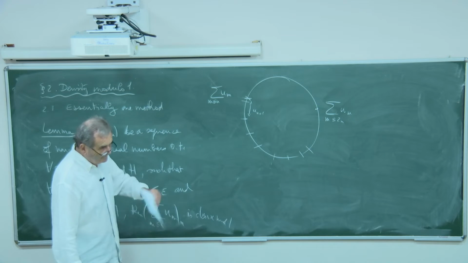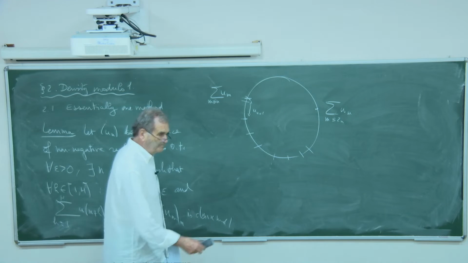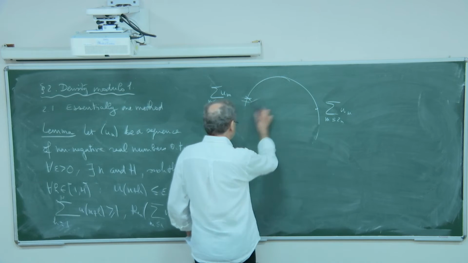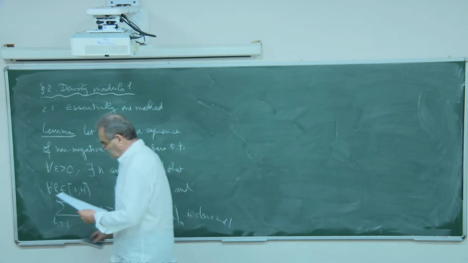And this is the third part. I'd say a word about uniform distribution mod 1. So this is what we know.